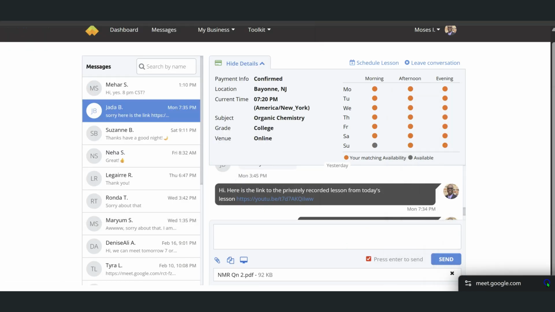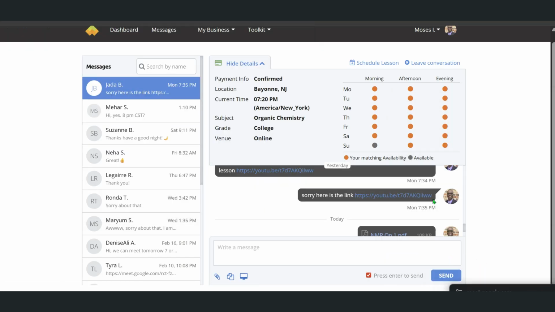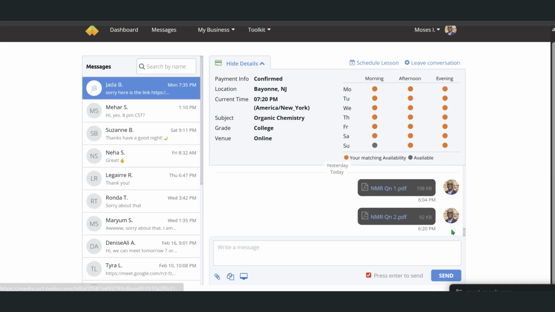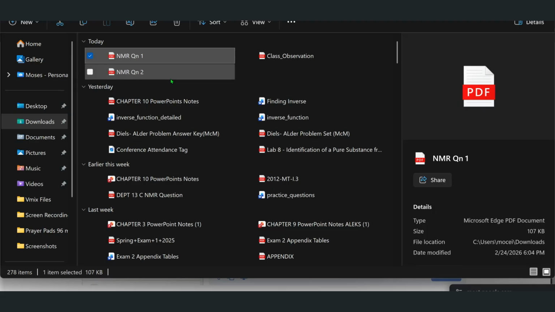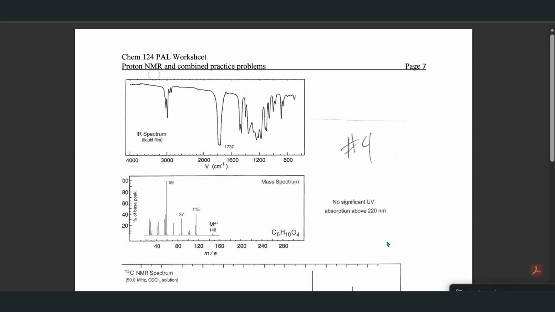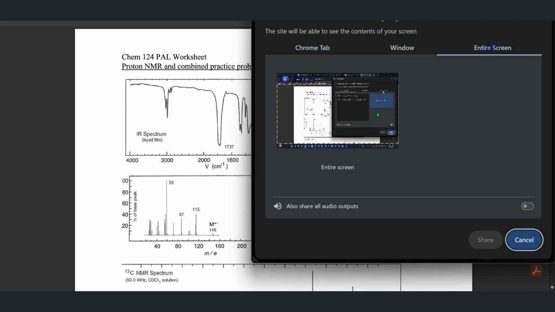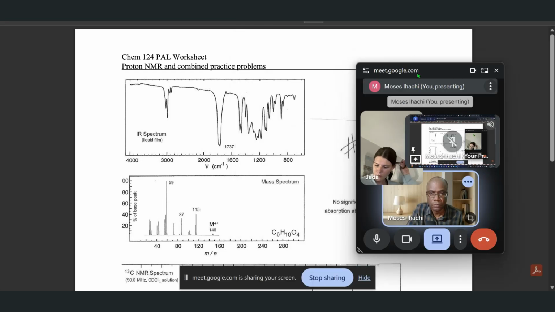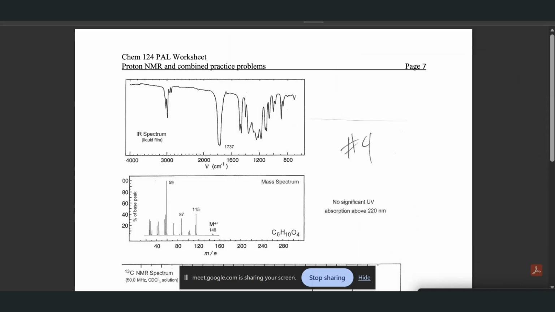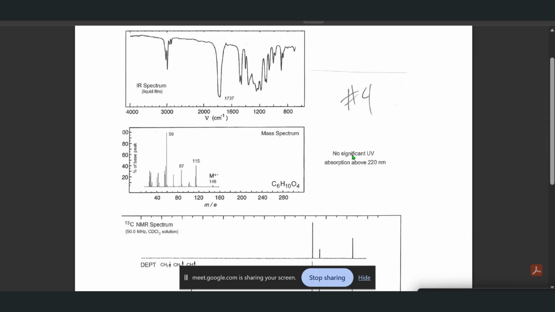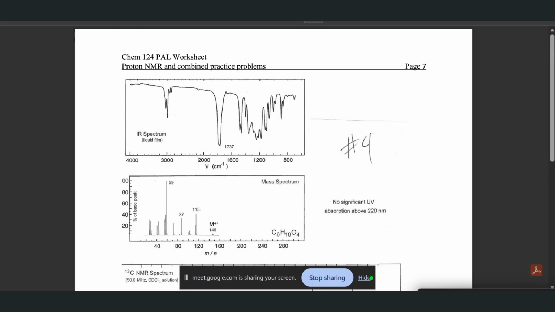Okay, so I've sent you the next question on Wisant. You can pull it up. Start working on it. I'm going to share my screen. This time we have 6 carbons.